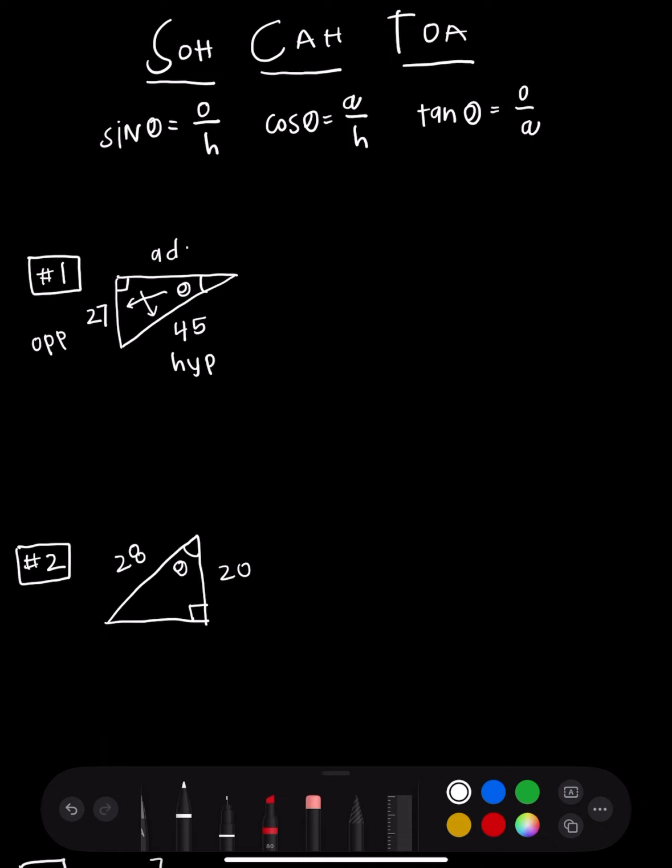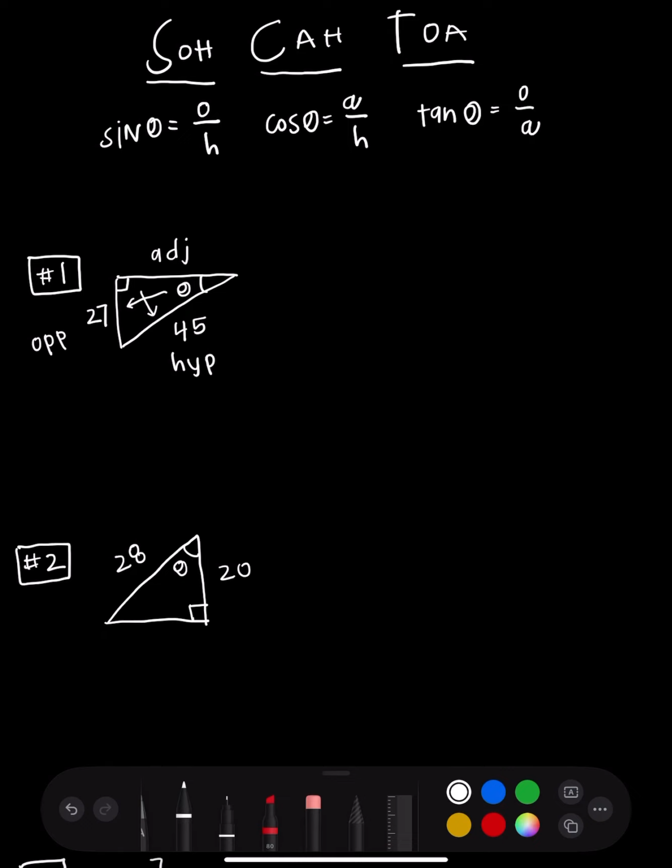and then your adjacent is the one that's left over. Well, now that we have the triangle labeled, what we're going to do is look for what we have and what we don't have. So we have the opposite side. We know the opposite side is 27. And we have a hypotenuse side. We know it's 45. And we want the theta.